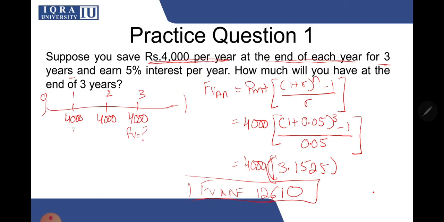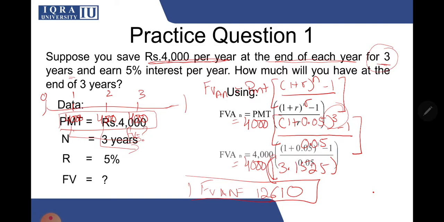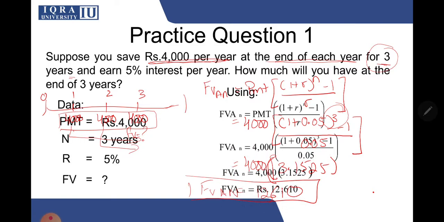Now instead of taking each cash flow ahead like this, we have calculated for all of them together. So you don't even have to think whether I should use the power 2 or the power 1. You simply have to see how many years the annuity is lasting. If the annuity is for 3 years, the n will be 3. If the annuity is for 5 years, the n will be 5.